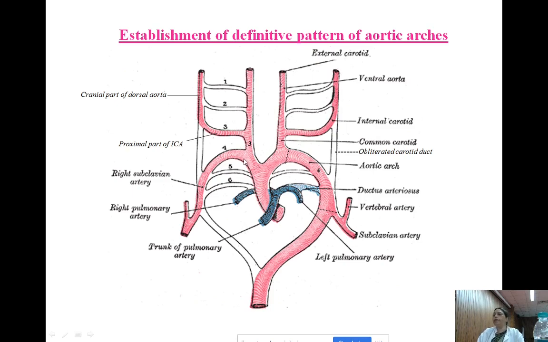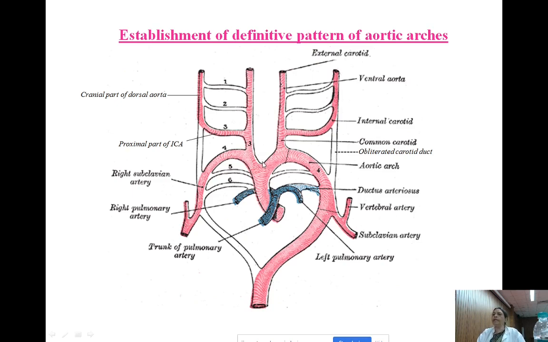Then come to the fourth arch. What happens to the fourth arch? Now the fourth arch is connected here to the horn of the ventral aorta, and that part, the right horn, will form the brachiocephalic trunk. And the rest of the fourth arch will form the proximal part of the right subclavian artery. And it is also connected to the third arch, which forms the common carotid artery.